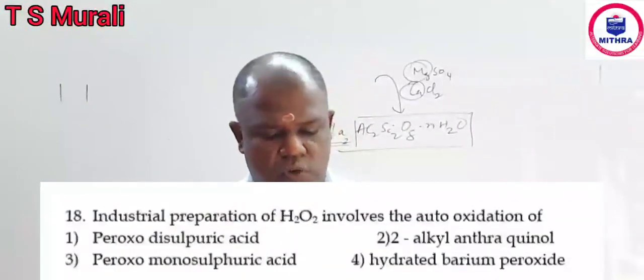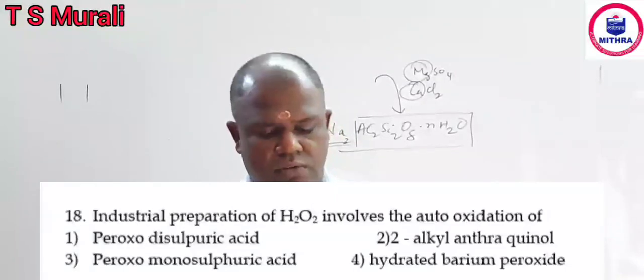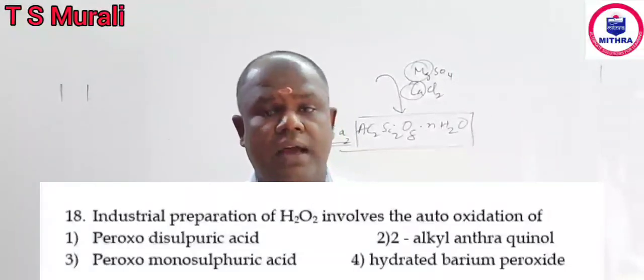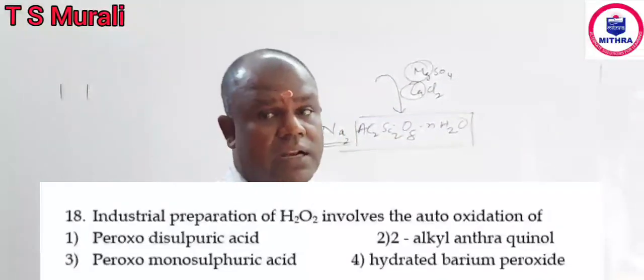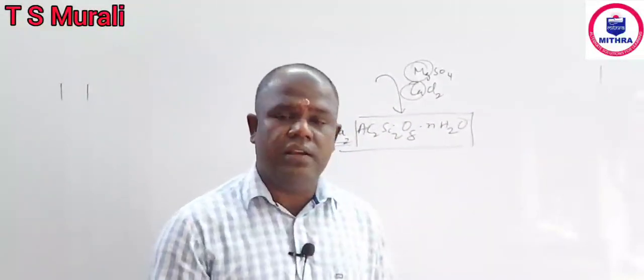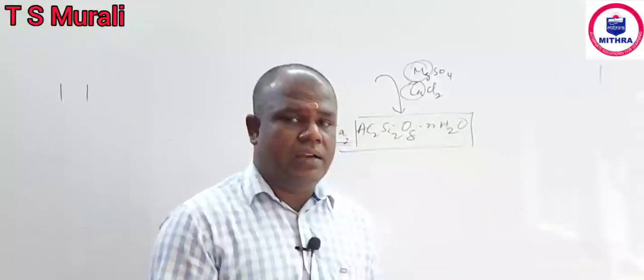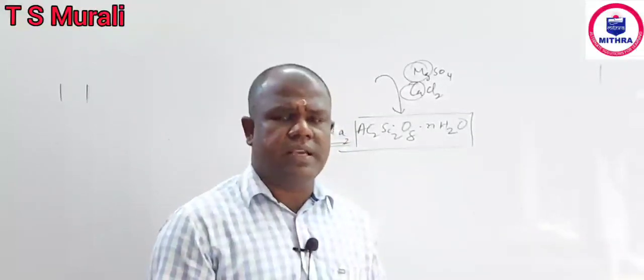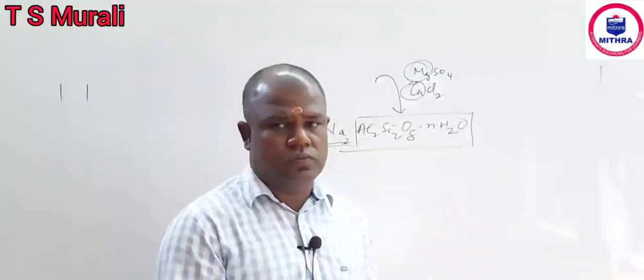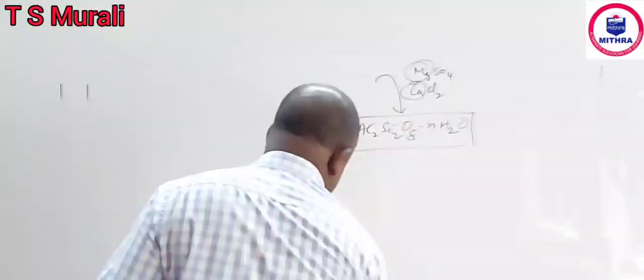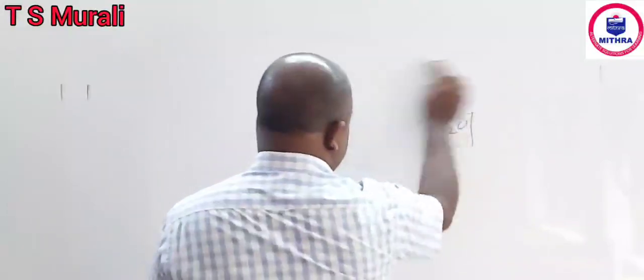Next, question number 18. Industrial preparation of H2O2 involves auto-oxidation of 2-alkyl anthraquinol. 2-alkyl anthraquinol, that is given in NCERT. 2-ethyl anthraquinol, when oxidized by the atmosphere, becomes 2-ethyl anthraquinone plus H2O2.